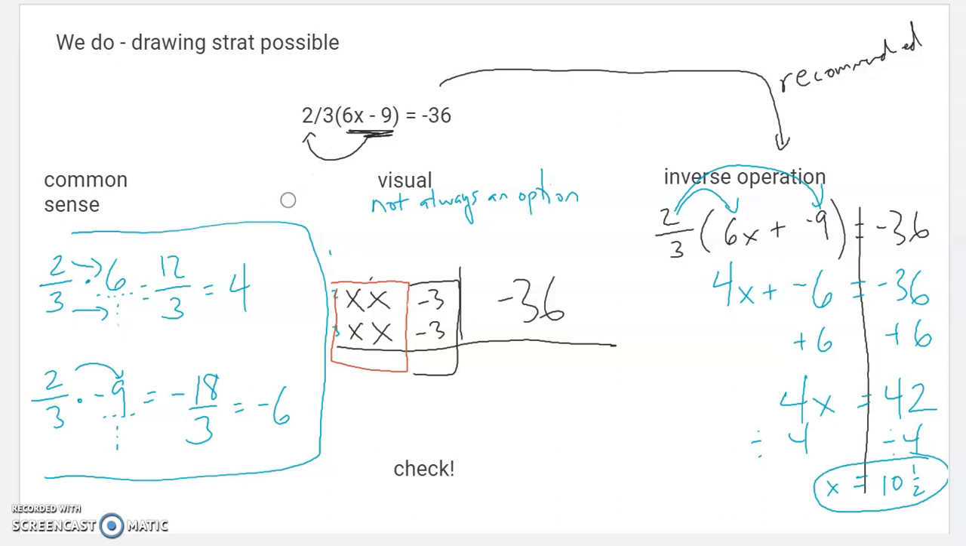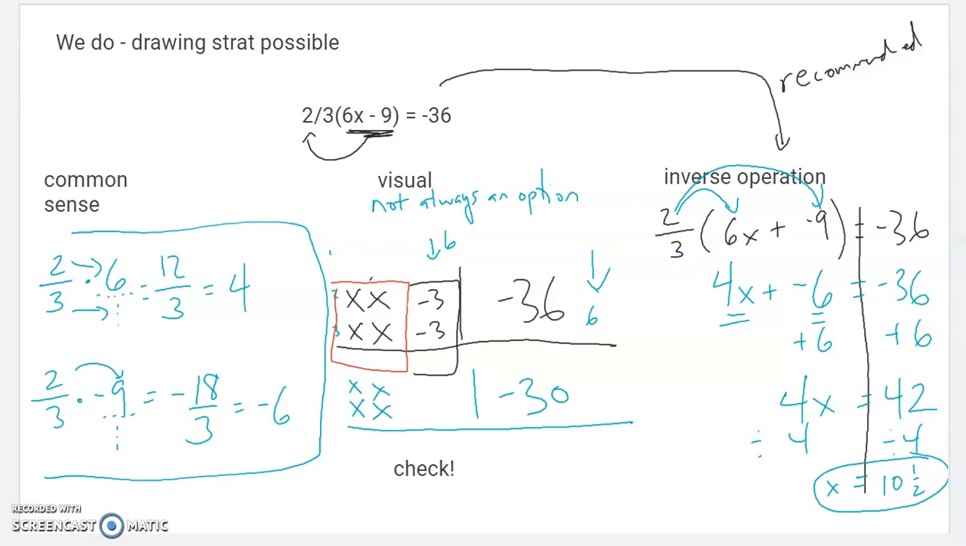Sneaky little trick. If that made sense, go for it. If it didn't, just don't worry a ton about it. You'll notice I ended up with 4x like over here and -6 like over here. So it worked out to be the same thing. Now I can add 6 and add 6. Oh, I treated this like it was positive, didn't I? That's why I got an off answer over there. You probably caught that. I'll fix it over here. And now I'm going to get 4x equals -30.